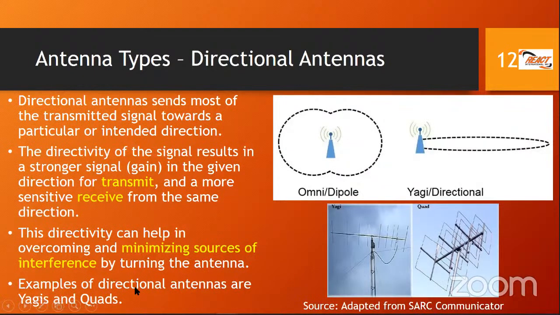And we note here that examples of directional antennas are Yagis and quads. We covered a bit about it in the technician class, so this should be a bit familiar to you. We have the Yagi and we have the quad, and we have a couple of slides that will deal with those two types of antennas when we come back from our break.